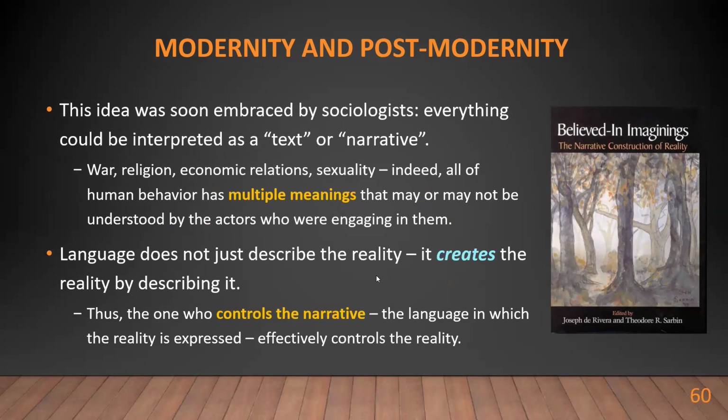And the idea was soon embraced by sociologists, and everything that could be interpreted as text or narrative became the main focus. The war, religion, economic relations, sexuality, indeed, all human behavior just has multiple meanings that may or may not be understood by actors who are engaging in them. Language does not just describe reality, it creates the reality by describing it. This is of crucial importance to understand postmodernism: postmodernism focuses on text and narrative not because they are so hooked on literature, but because they consider everything a story, that reality does not consist of real objects, but it consists of our stories that we composed about our relationship to those objects. So, believed in imaginings, the narrative construction of reality. This is the textbook edited by Rivera and Sarbin.